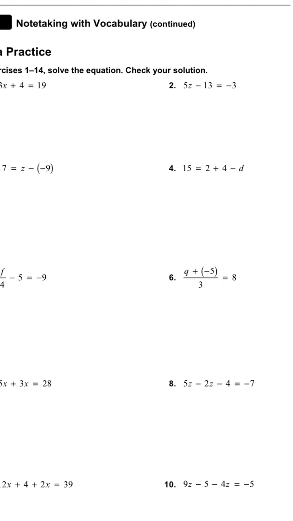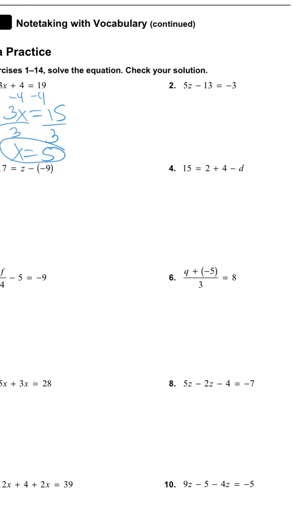All right, let's look at the 1.2 practice. So here we have 3x plus 4 equals 19. We're going to subtract 4 and have 3x equals 15. And then divide by 3. 3 will go into 15 5 times.